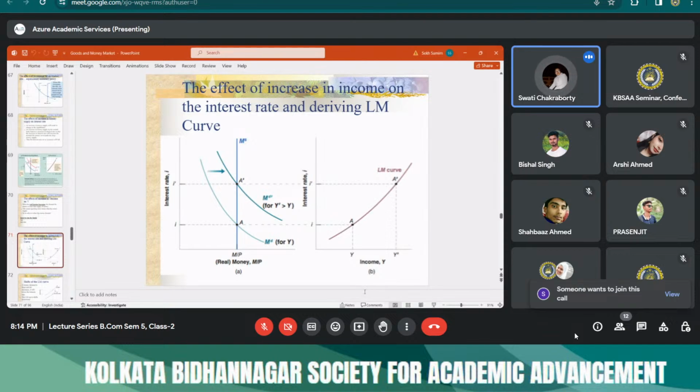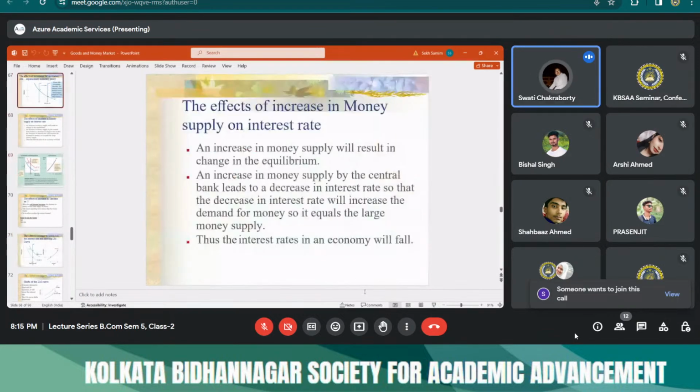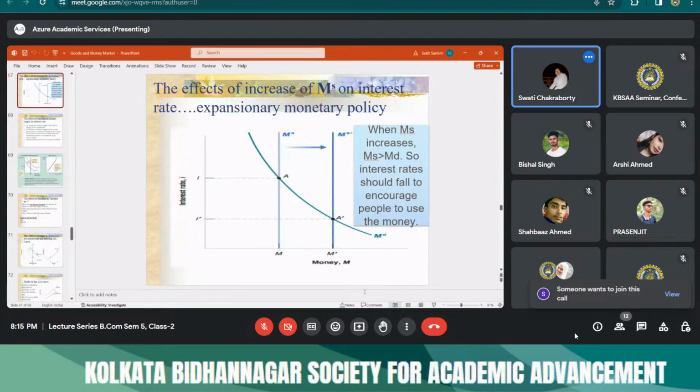Now, when money demand is fixed and the money supply increases, what happens? We just saw in our previous graph, can we go back to slide number 67 once again? Yes. So we saw that when money demand is constant and money supply increases, there was a decrease in the rate of interest, right?